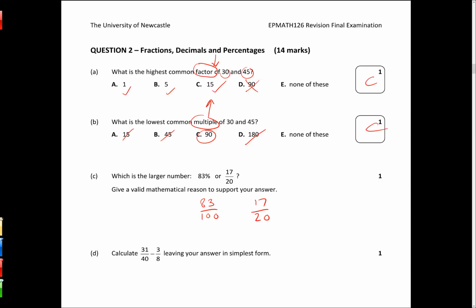17 on 20 says I can make 20 into 100 on the bottom if I want. I can times the bottom by 5 and the top by 5. The bottom becomes 100 and the top becomes, well, what's 5 times 17? It's 5 10s and 5 7s. 5 10s is 50, 5 7s is 35. What's bigger, an 83 on 100 or an 85 on 100? Well, the larger number is the 85 on 100, which is 17/20. Therefore, 17 on 20 is the larger.